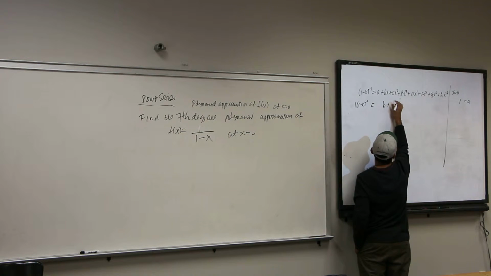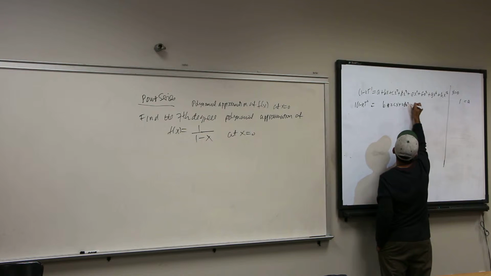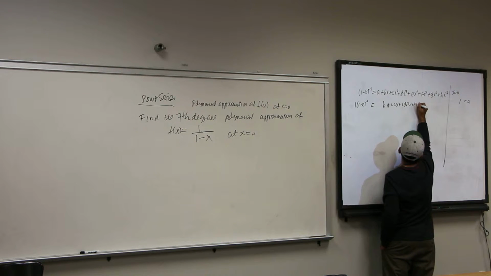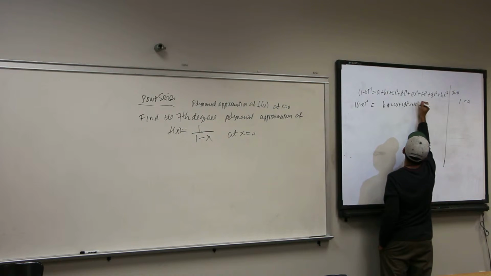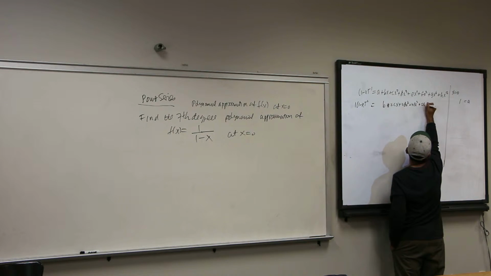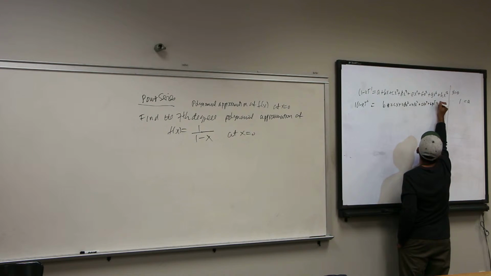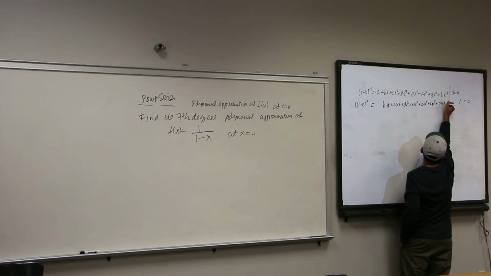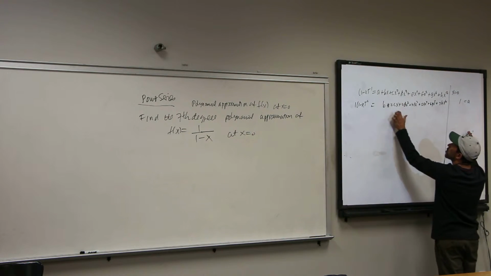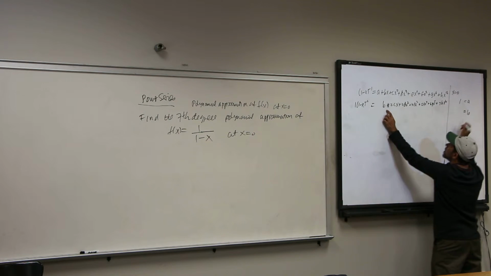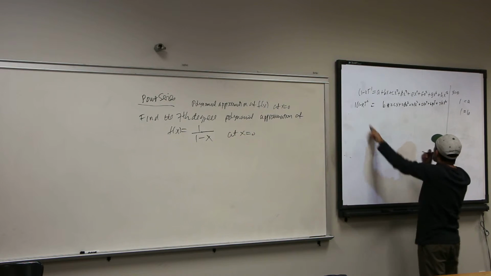B plus 2cx plus 3dx squared plus 4ex cubed plus 5fx to the 4 plus 6gx to the 5 plus 7hx to the 6. So plug in 0. What do we get here? 0, 0, 0, 0, 0, 0, b is equal to 1. Okay, let's differentiate again.